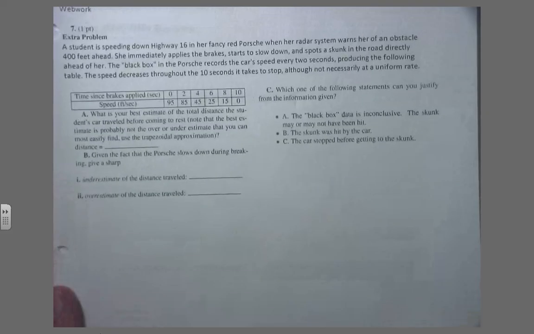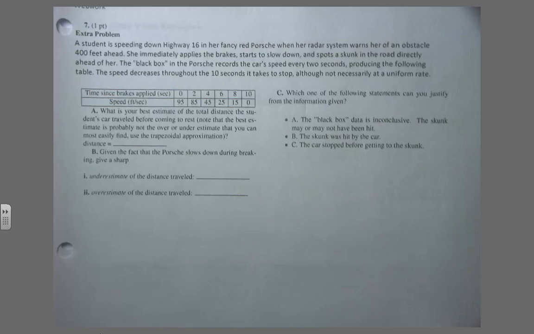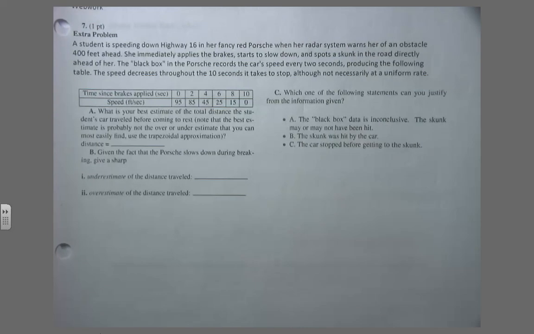Well, let's do a web work problem before we move on into section 6.6. A student is speeding down Highway 16 in her fancy red Porsche when her radar system warns her of an obstacle 400 feet ahead. She immediately applies the brakes and starts to slow down and spots a skunk in the road directly ahead of her.